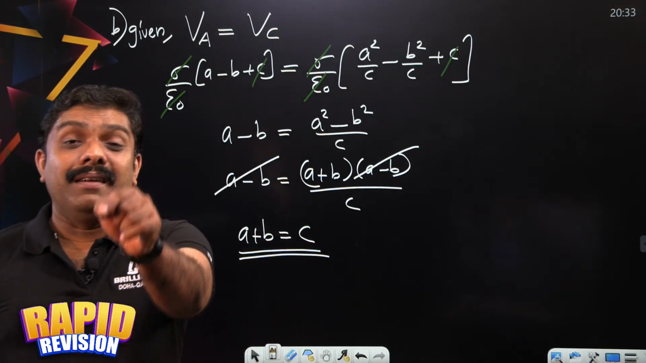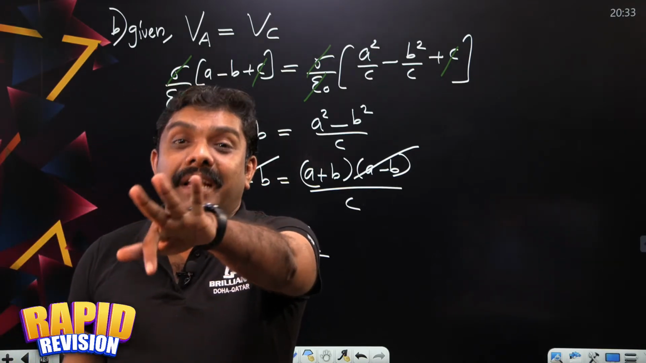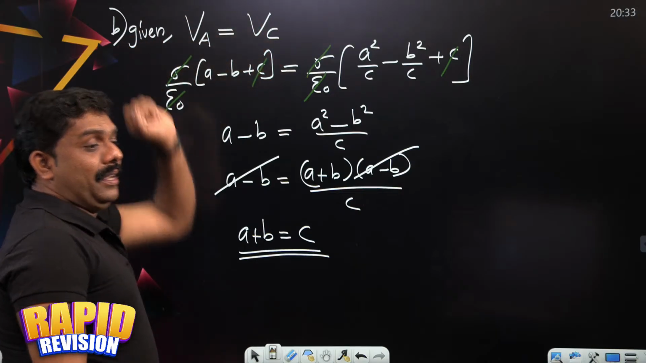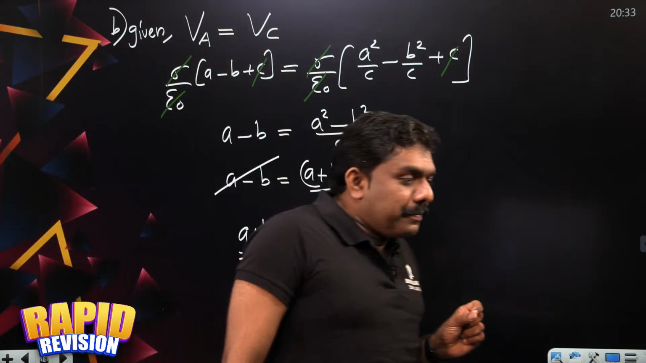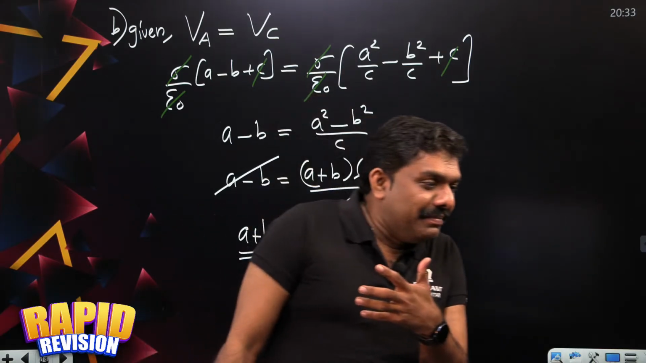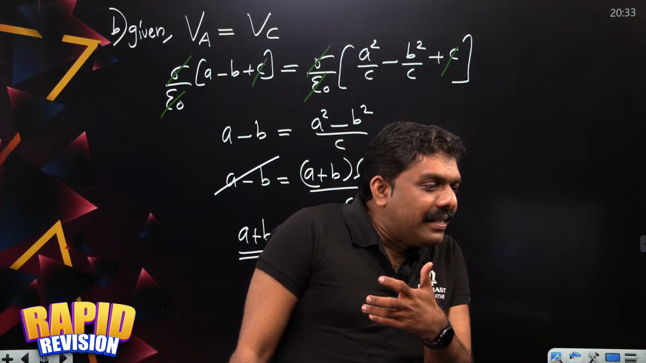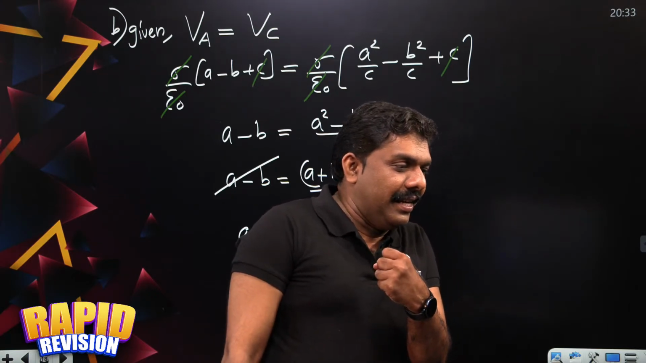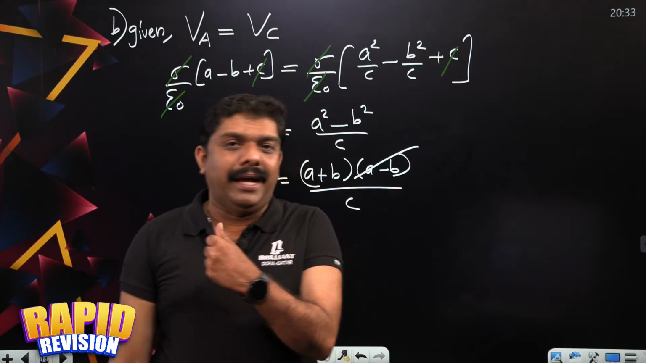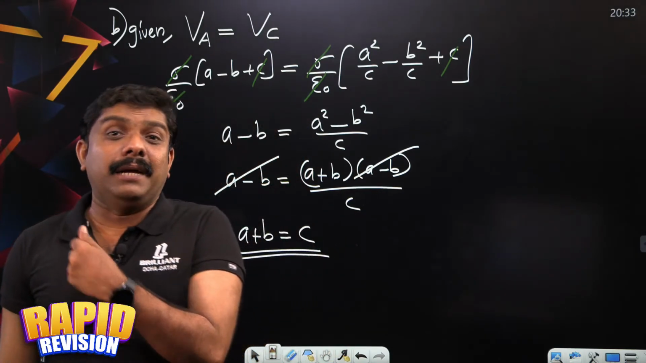So this is the relation between A, B and C when VA and VC are equal. This question came many times in the examinations. Yes, right, it seems a JEE-like good one. It's a JEE type question.